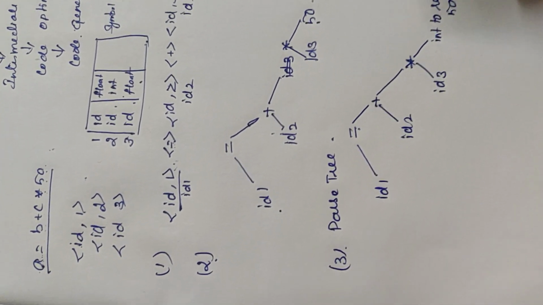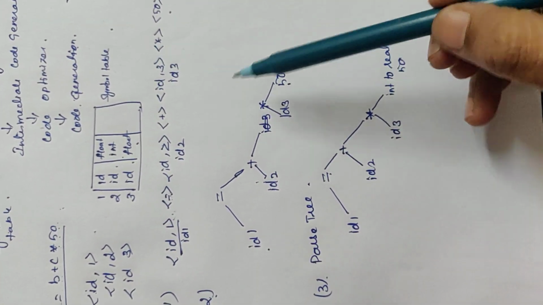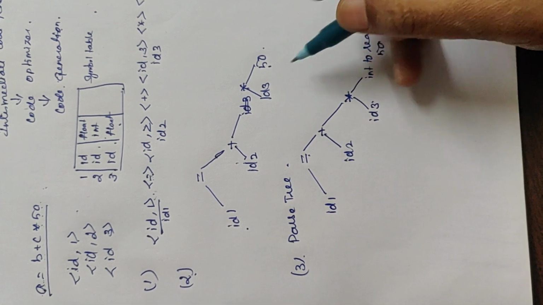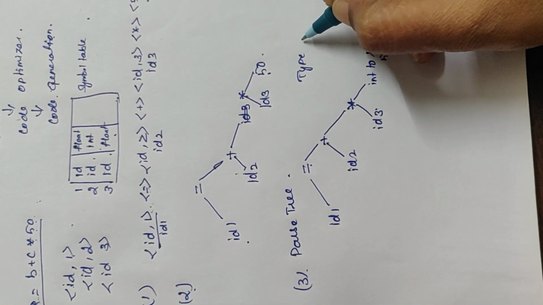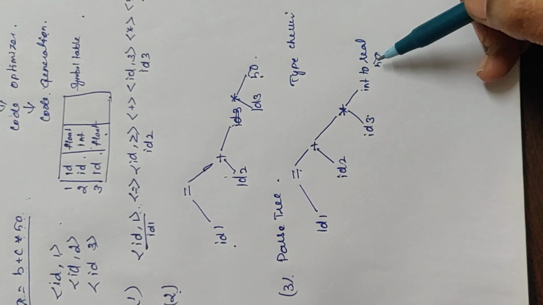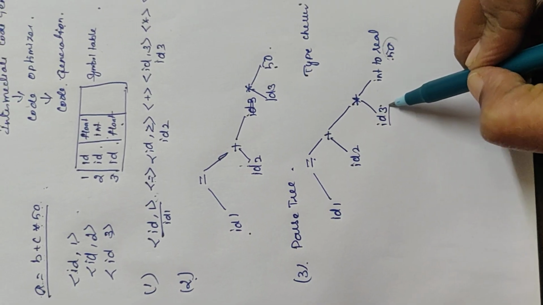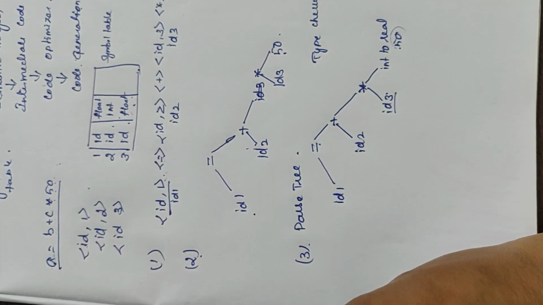What exactly this semantic analysis phase will do is type checking. The major purpose here is type checking, where for example here I have made it as 50 and this id3 I declared as float.